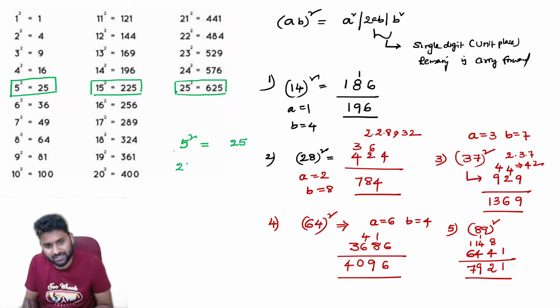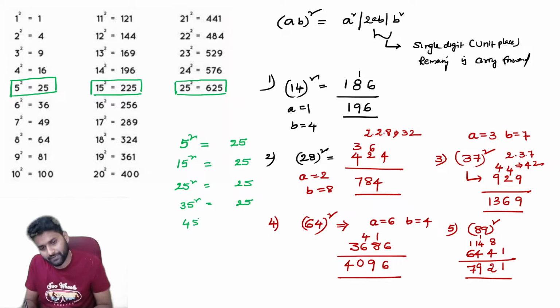If you go for 15 square, you know that 15 square is 225. But you should observe these numbers. If the units place is 5, the last two digits of the square are 25. 25 square, again the last two digits are 25. 35 square, last two digits are 25. 45 square, 25. But you have a question, sir.